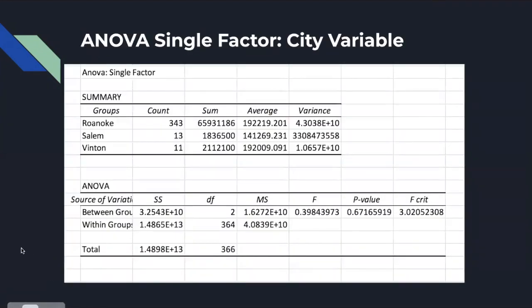Moving on to the ANOVA analysis, we looked at a couple different variables. Basically the point of an ANOVA table is to see whether the specific variable has an impact on the sold price of the property. So looking at the city variable, the F ratio is less than the F critical, which means we fail to reject the null hypothesis. In simpler terms, the city variable does not have an impact on the sold price of the property.